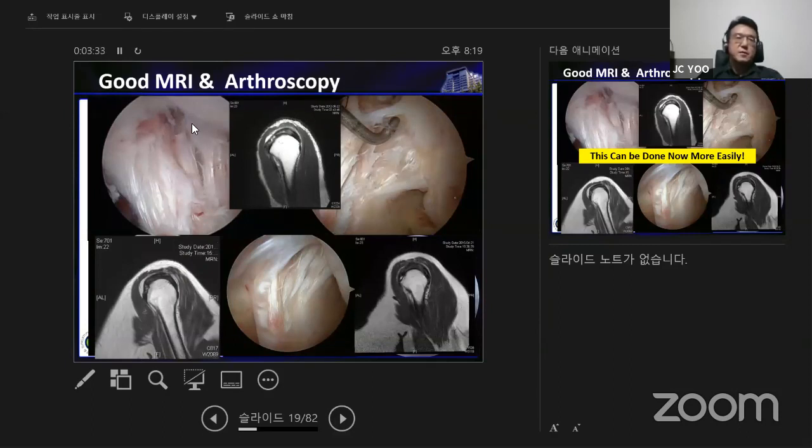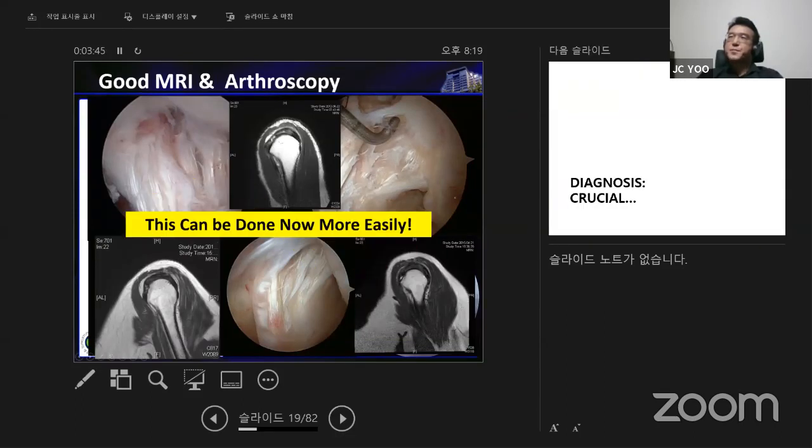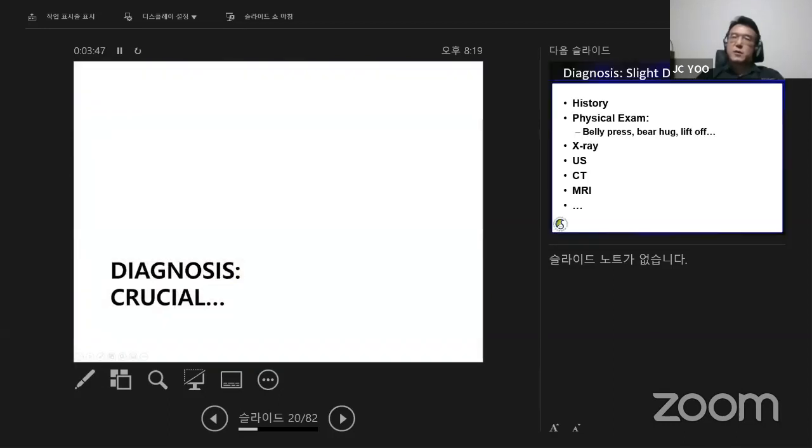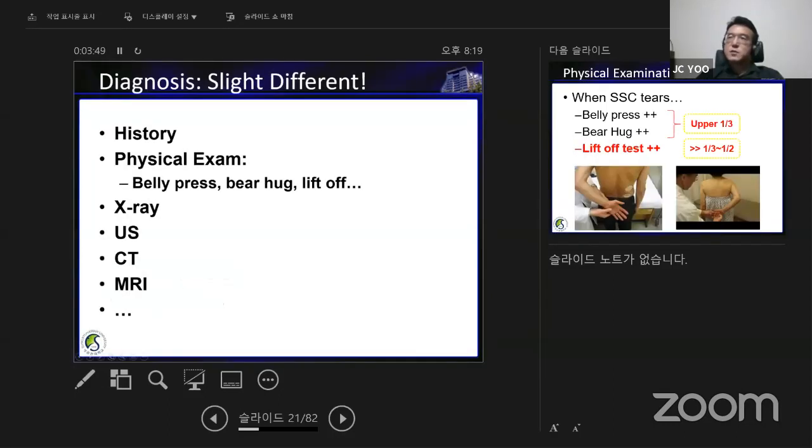And you can see, you could call this a longitudinal split in between, but this is actually opening up the footprint. This can easily be diagnosed. The diagnosis is very crucial.